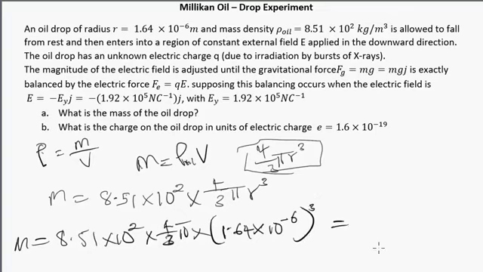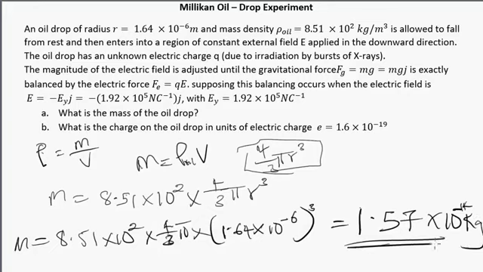Alright, so when you check this with your calculator, you'll have the value 1.57 times 10 to the power of -14 kg. So this becomes the mass of the oil drop. So we'll go ahead and check the next part of the question. So let's wipe this, and then we'll calculate the second part of the question.